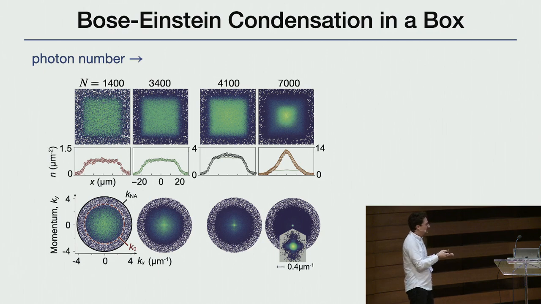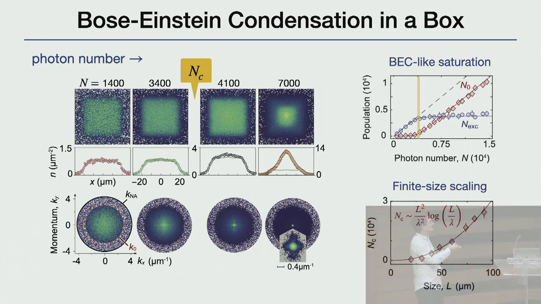Of course, we can count particles sitting in these excited states and in the ground state, and then we see that there's a very nice BEC-like saturation behavior. So the photon number in the excited modes at some point does not increase further as we increase the total photon number. And that actually defines the critical particle number.